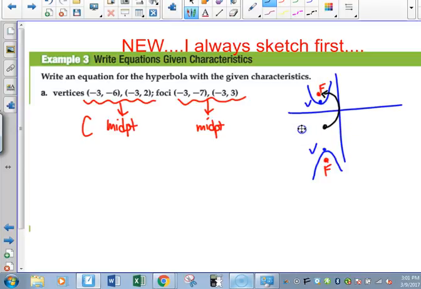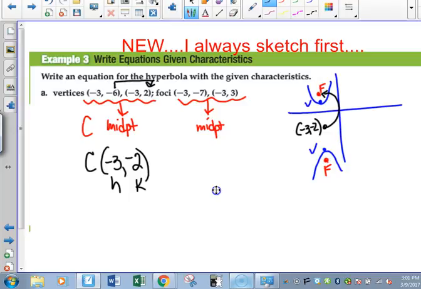All right. Can you find the center for me? Negative 3 plus negative 3 divided by 2 is negative 3. Okay, negative 6 plus 2 is negative 4 divided by 2 is... So over here at negative 3, negative 2 is the center. So we already know H and K, right? All right.